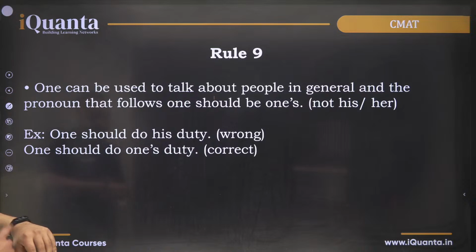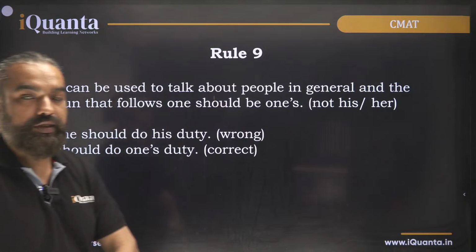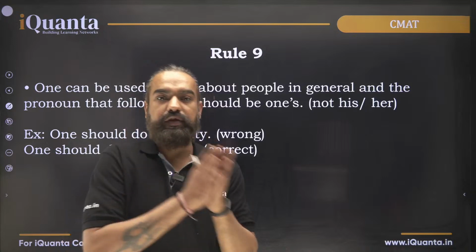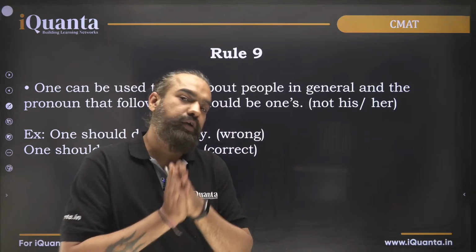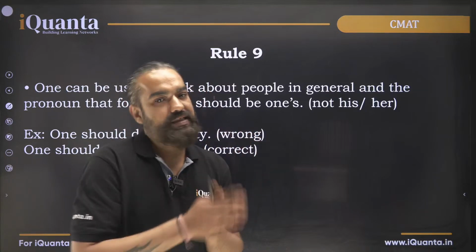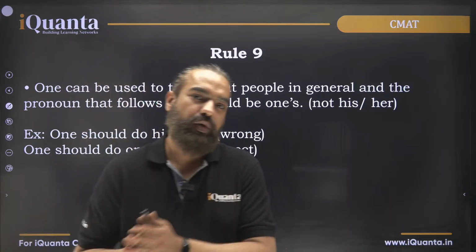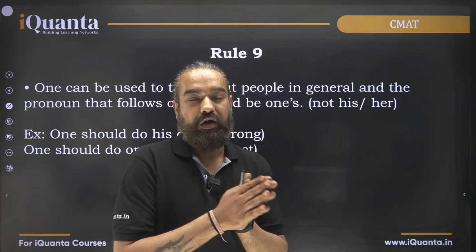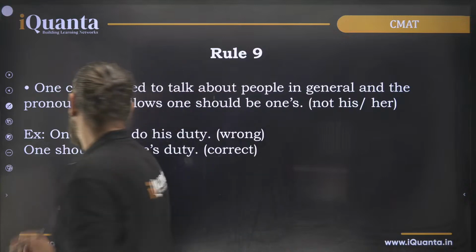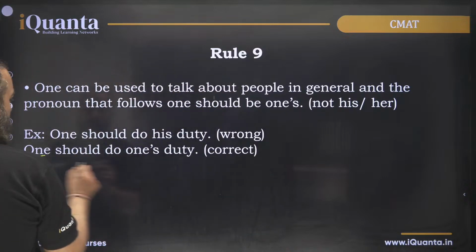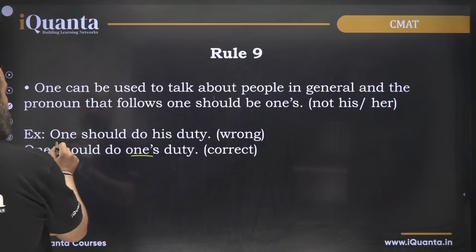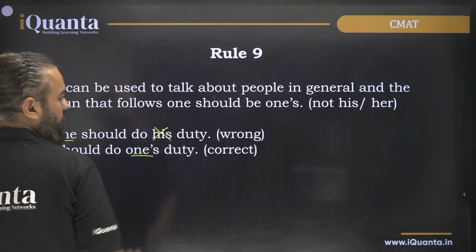Next, one can be used to talk about people in general, and the pronoun that follows one should be one's. One should do his duty. So I started off with the pronoun one and I'm continuing on with his. This is not acceptable. I started off with one, I have to continue with one. Okay? So one should do one's duty. One should do his duty will be incorrect.